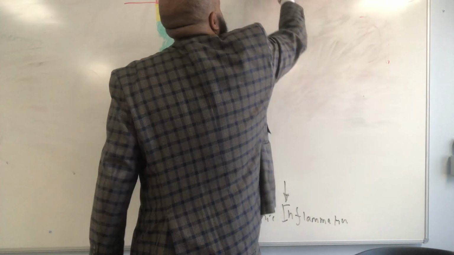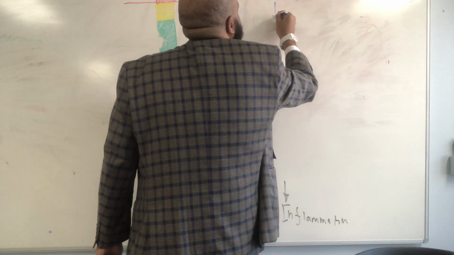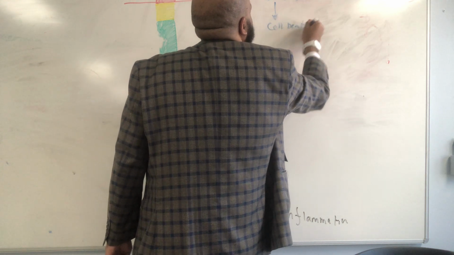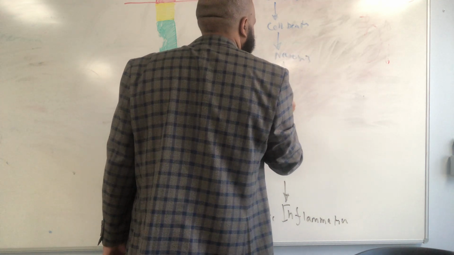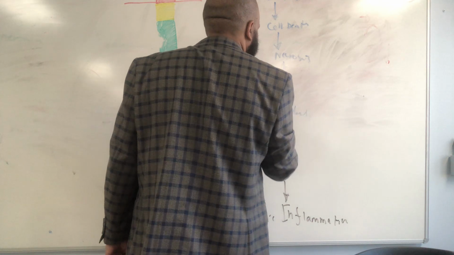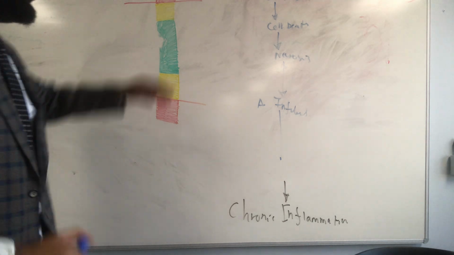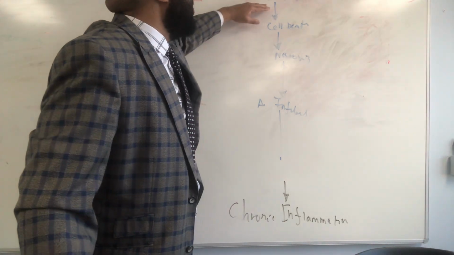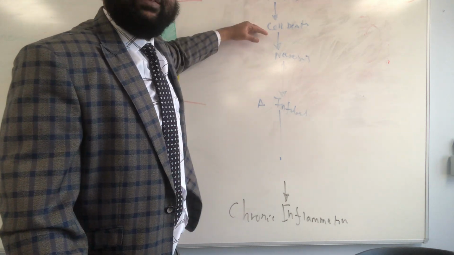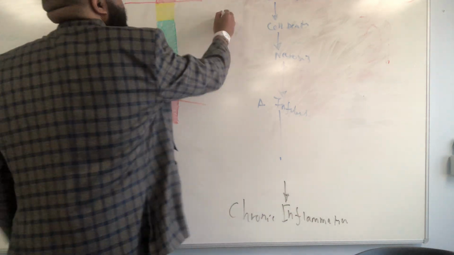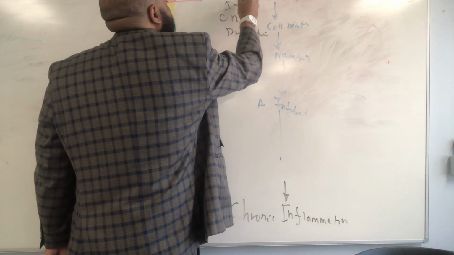So stress can exacerbate to cell injury. And cell injury is going to lead to cell death. And cell death is going to lead to necrosis. And necrosis is going to lead to inflammation, acute inflammation. Then acute inflammation is going to lead to chronic inflammation. So what causes stress to go to cell injury, damage? And what leads from cell injury to cell death? Three things. The onset, the duration, and the intensity of stress.